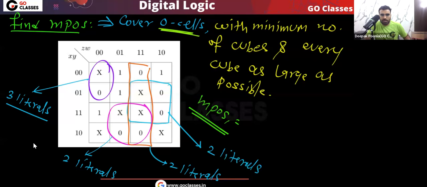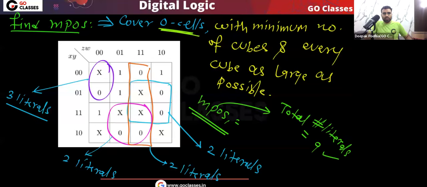So I can say the total number of literals in this minimal POS will be equal to 2 plus 2 plus 2 plus 3. So that will be 9. So you don't even have to write the expression. Very easy point. If you want, you can write it, there is no problem. Let me write it just for the sake of complete analysis.